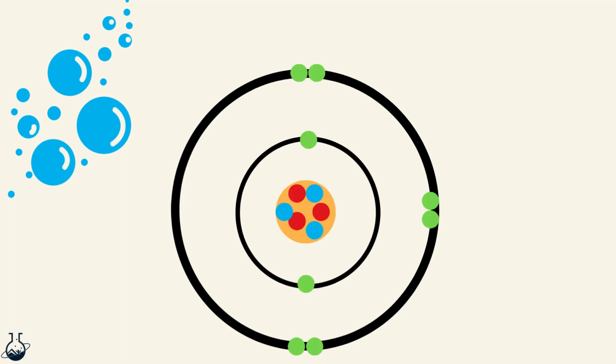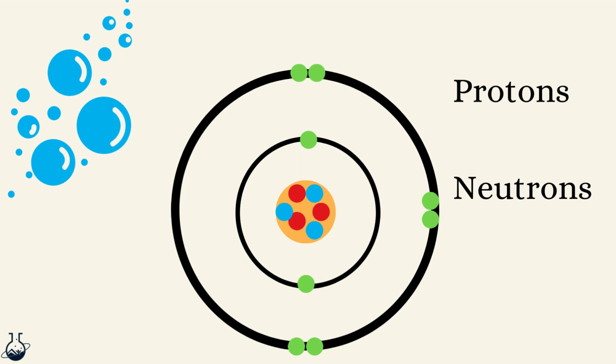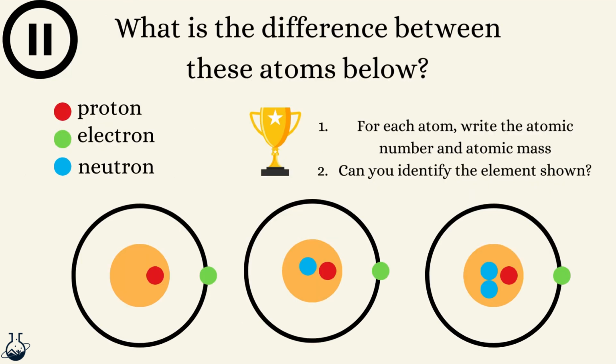If you've watched my other videos, you'll know that stuff is made of atoms, and these atoms contain protons and neutrons in the nucleus, and electrons which orbit the nucleus in their shells or energy levels. Pause the video here and spot the differences between the atoms on the screen. If you finish, try the challenge. Let's check to see what we found.